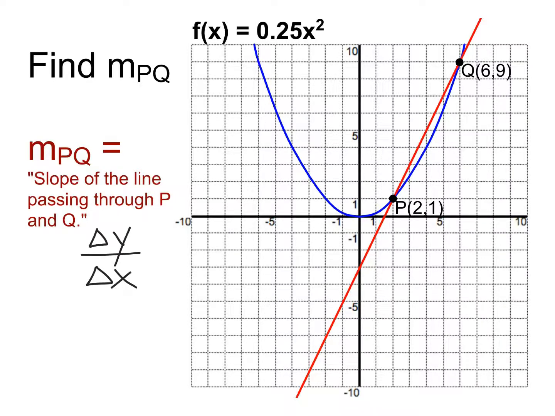To figure out delta y, I look at my 2 points and ask, how much is my y changing when I go up between those 2 points? How far is it from 1 to 9? 8. So that's 8 over delta x. How far are we going over? It's a change in x. 4. And so my slope here is 8 over 4, which of course I want to simplify down. 8 fourths equals 2. So there we got it. We got m sub pq, the slope between point P and point Q.